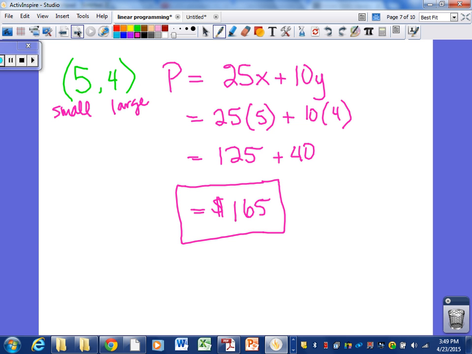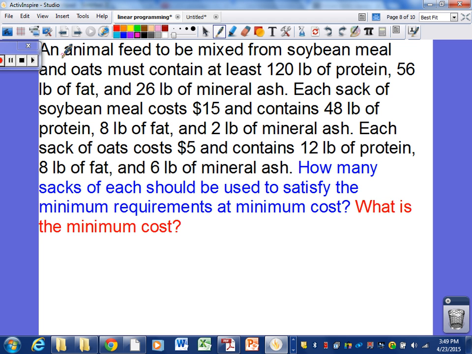Alright, so there's another example. And here is still a third example. Let's see, an animal feed to be mixed from soybean meal and oats must contain at least 120 pounds, 56 pounds, 26 pounds of ash. So protein, fat, and ash. Each sack of soybeans, so we got some information about soybeans, we got some information about oats, and then how many of each should we buy, and what would be that smallest cost.